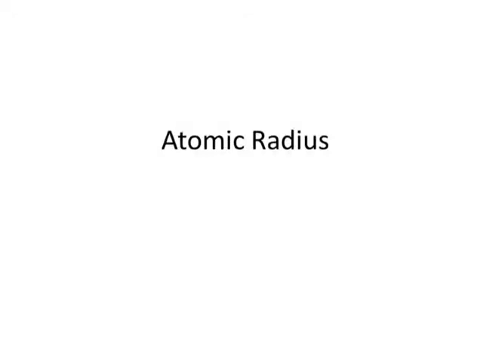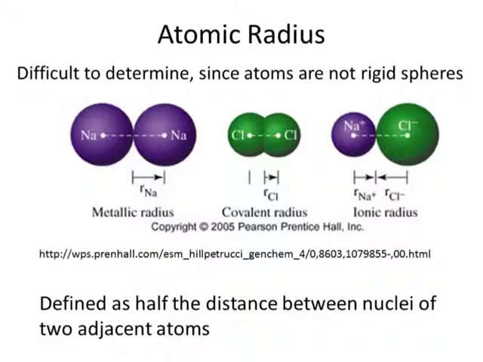This video describes or defines the term atomic radius and describes how a person could predict the relative radius of an element compared to other elements based on its position on the periodic table.